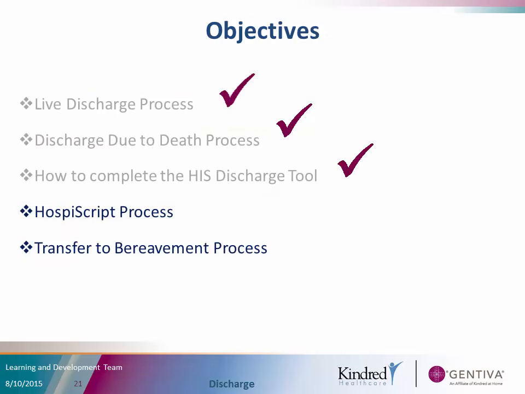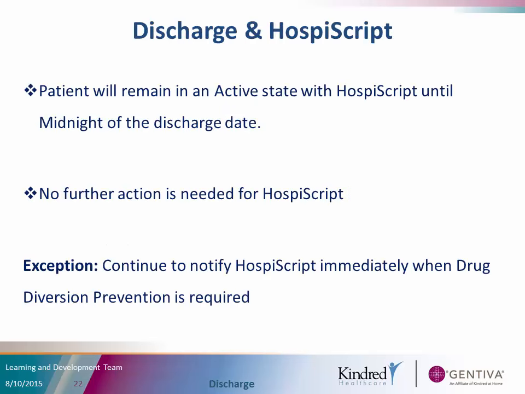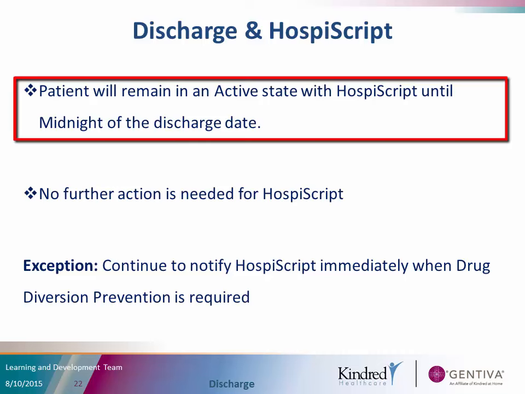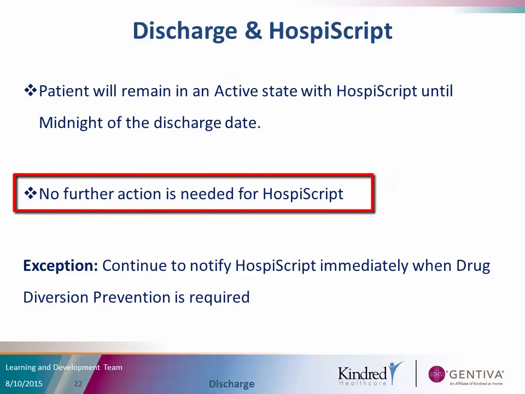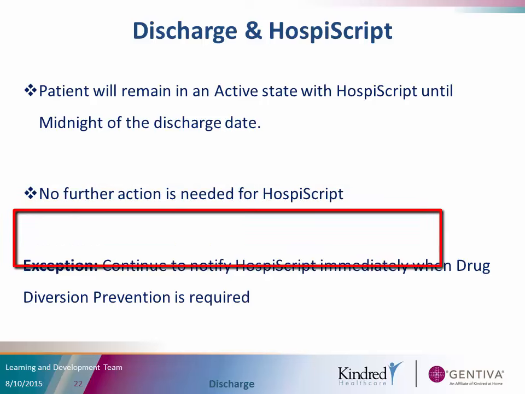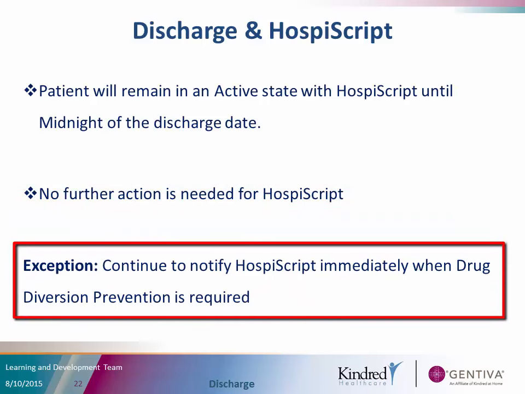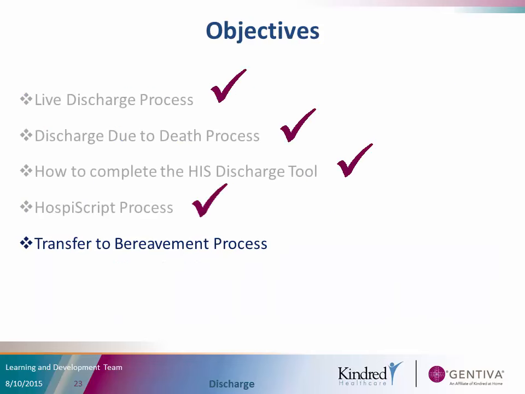Next, we will touch base on the hospice script process. The communication is automated. In the hospice script system, the patient will remain in an active state until midnight of the discharge date. No further action is needed for hospice script. In the situation where you need to notify hospice script of drug diversion prevention, you will still need to contact hospice script directly. Lastly, we will briefly talk about the bereavement process.